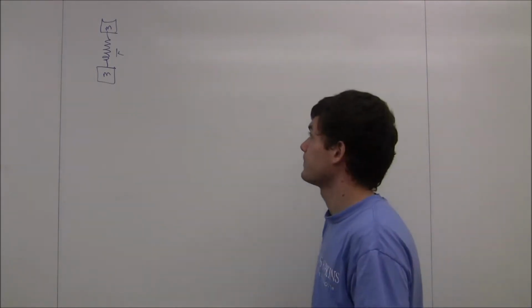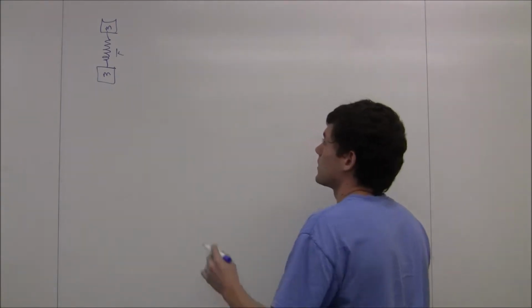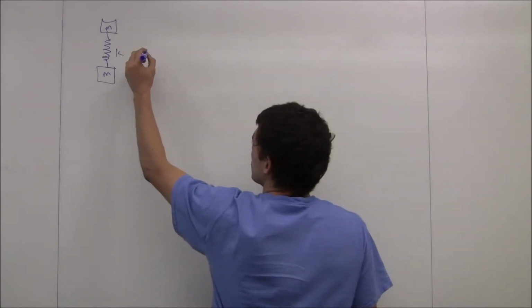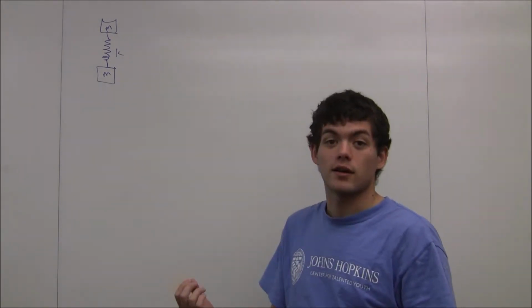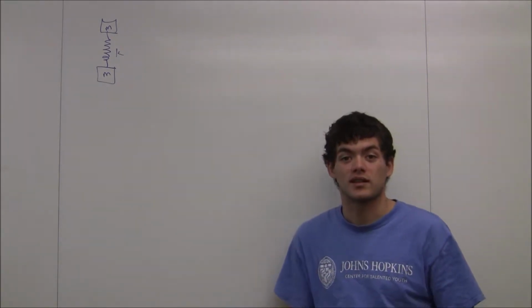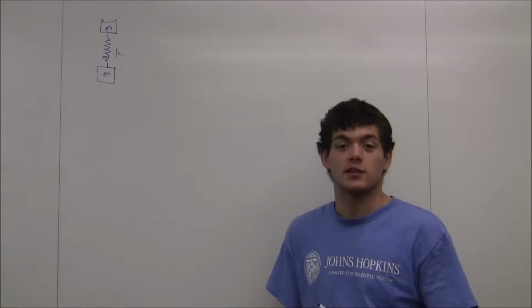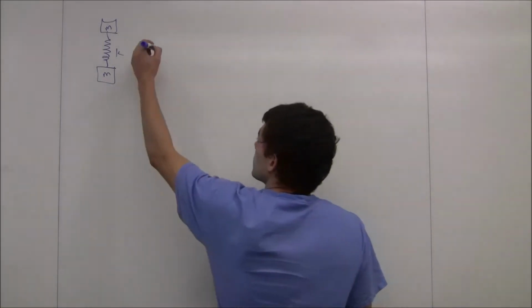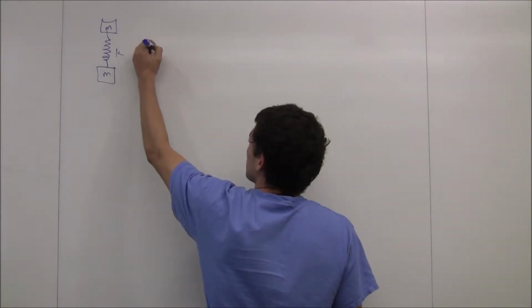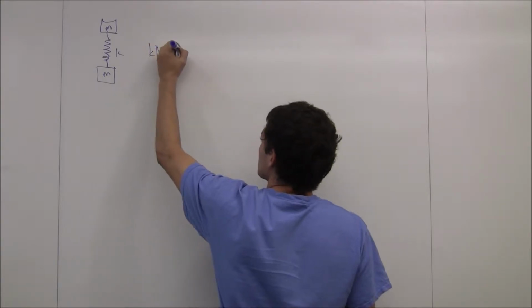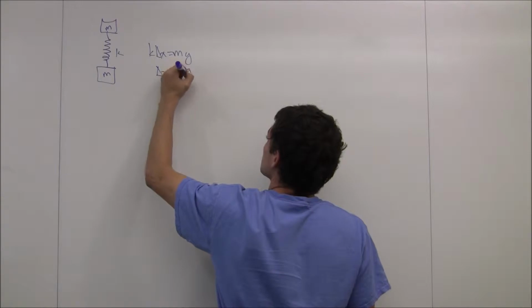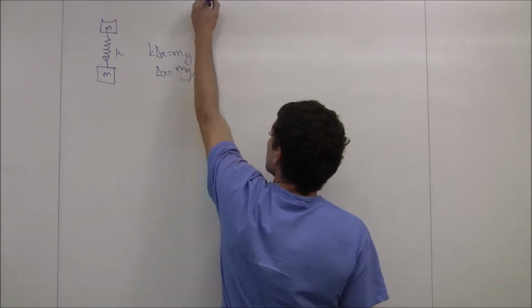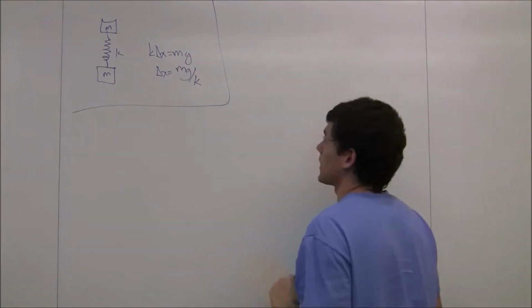Now, when that block is in equilibrium with the spring, we know that the spring is pushing up with exactly the gravitational force mg that's pulling it down, because otherwise it would have to be accelerating in one direction or another. So this tells us that k delta x equals mg, and that delta x is equal to mg over k. So that gives us our answer for part A.